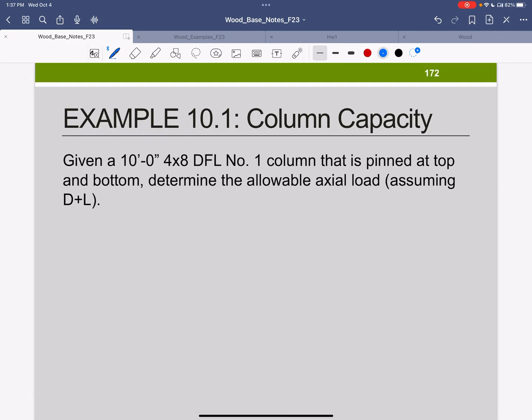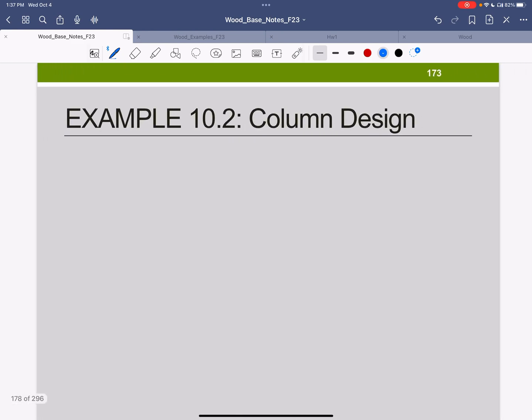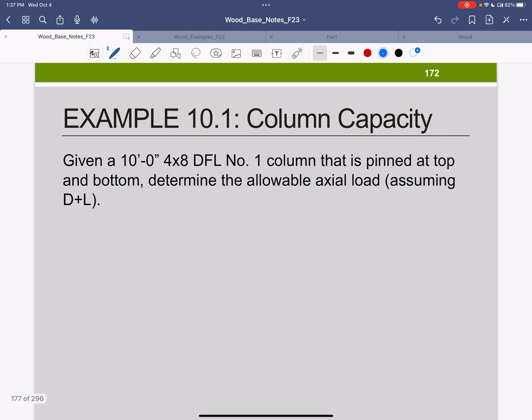All right, so this is the example we're going to do on column capacity, and then we're going to do another one with column design. So I'm going to stop this one, and then we'll switch over to a different video for the example.